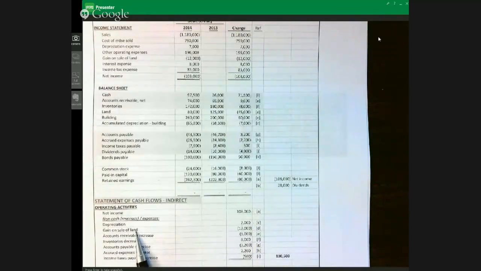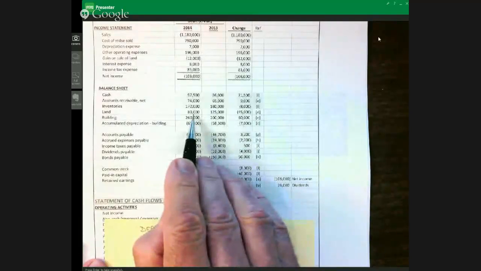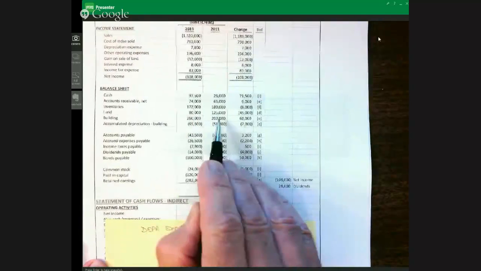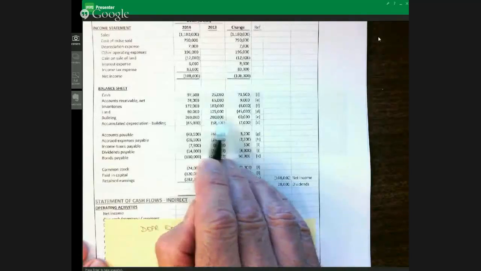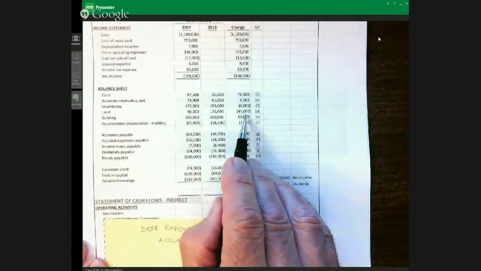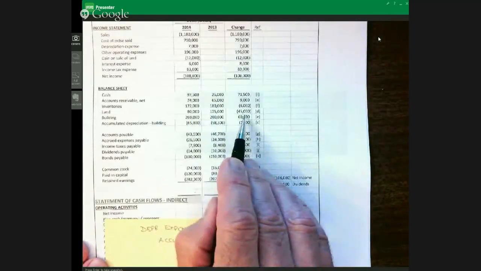Let's move on to the gain on sale of land. The gain on the sale of land is an example of a non-cash revenue. Okay, so how does it work in this particular example? Well, this particular company wound up the year with $80,000 in its land account, but started the year with $125,000 in its land account. That means that the land account must have decreased by 125 less 80, or $45,000.